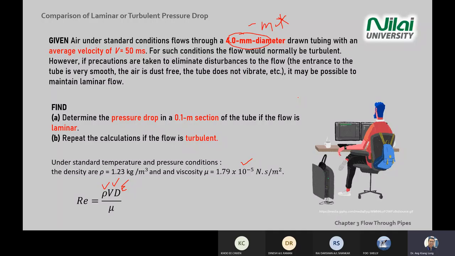Cool, are you there? Can you calculate the Reynolds number for the class? What is the Reynolds number? You can use your calculator to cross-check your answer. I'll give you 30 seconds or 1 minute to solve this one. Tell me the value of your Reynolds number.